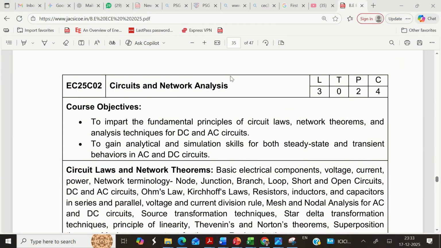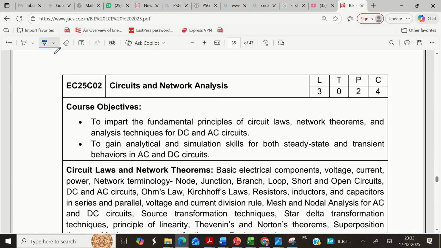Hello, my dear students. In this session, we are going to discuss how your Circuit and Network Analysis paper has been modified from the 2021 curriculum, and now you have entered into the 2025 curriculum.